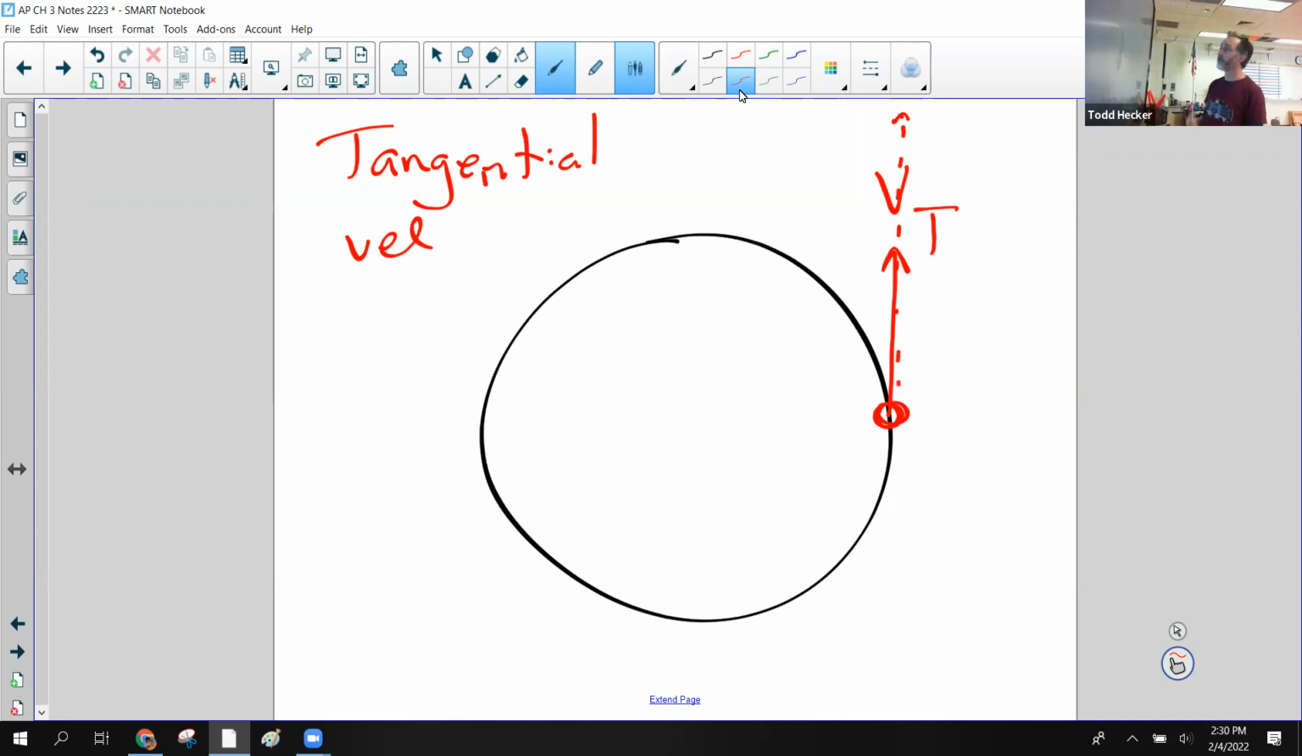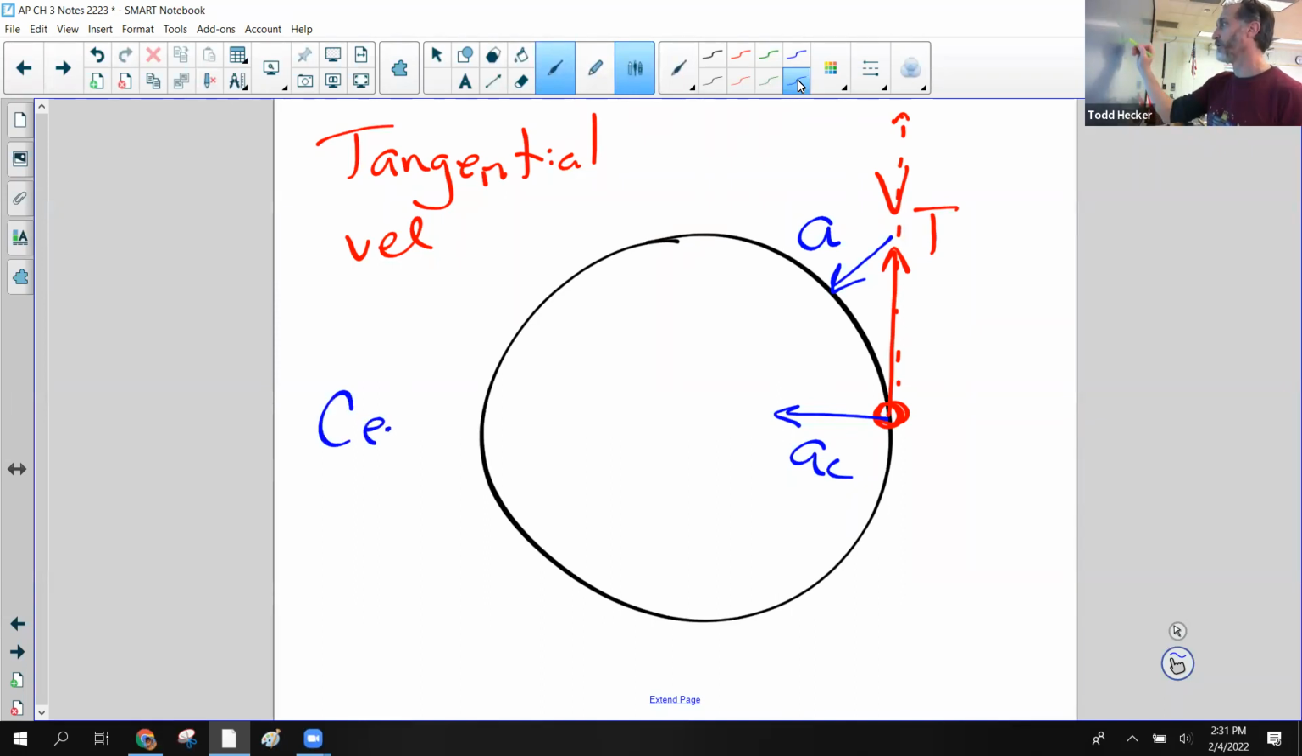And so to prevent that from happening, to keep it going in a circle, there must be an acceleration vector that points towards the circle to keep the object moving in the circular path. So there's my acceleration vector. It points towards the center of the circle. At this instant, it actually points towards the center of the circle that way. And that is what is called centripetal acceleration.